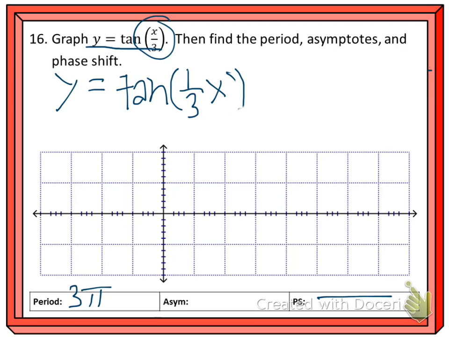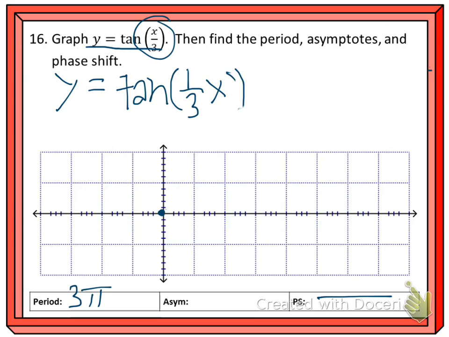Since there was no phase shift to the left or the right, the middle of this tangent function is still right here at the origin. Okay, it should be bigger now. It's still here at the origin.